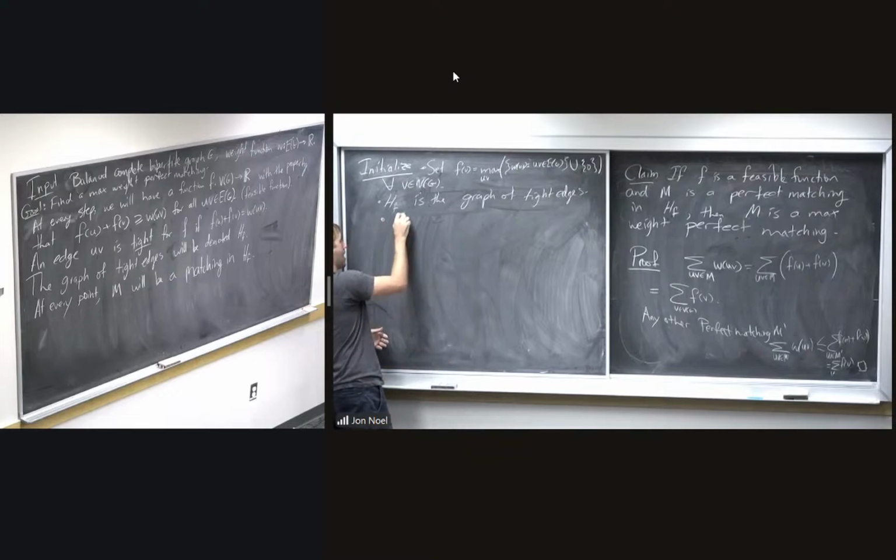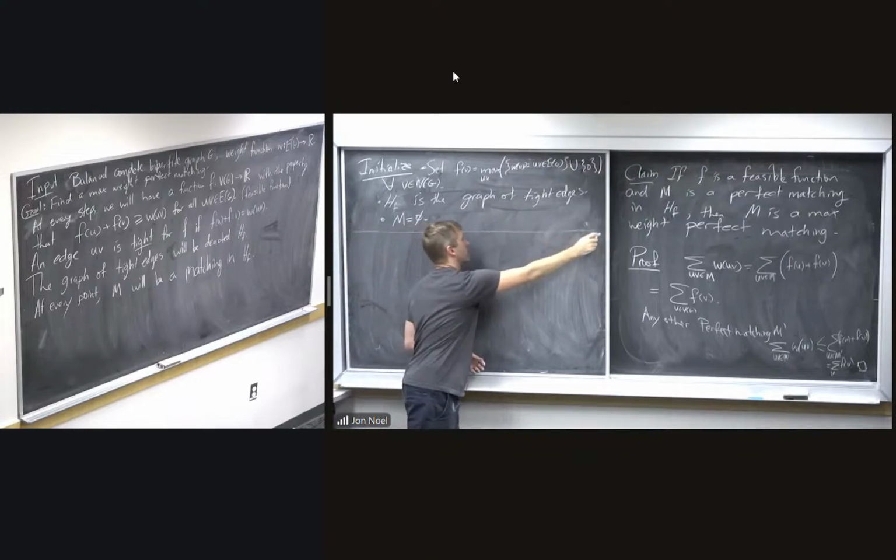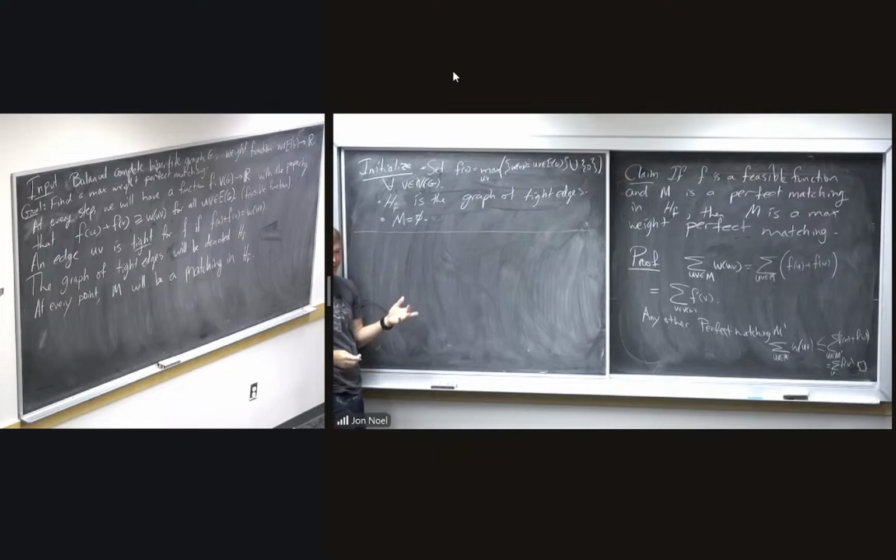And then initially, M is going to be the empty set. Okay, now I need to tell you how to update this situation. But yeah, it's clear how you would initiate it. Just put big numbers on the vertices. Compute your tight edges. There might not be any, and then M is the empty set. Okay, so I want to make M a perfect matching in H_f, then I win, right?